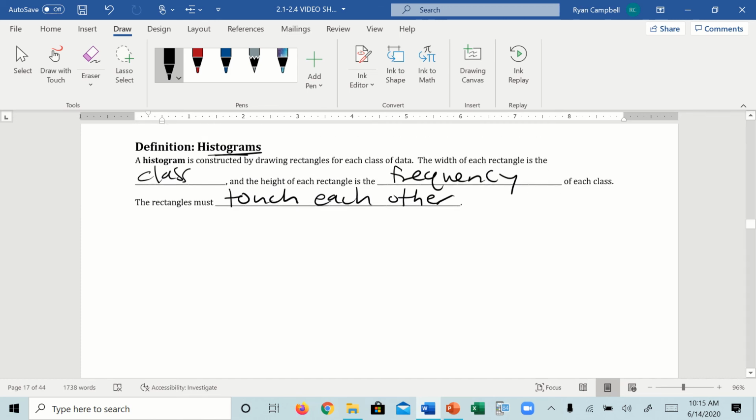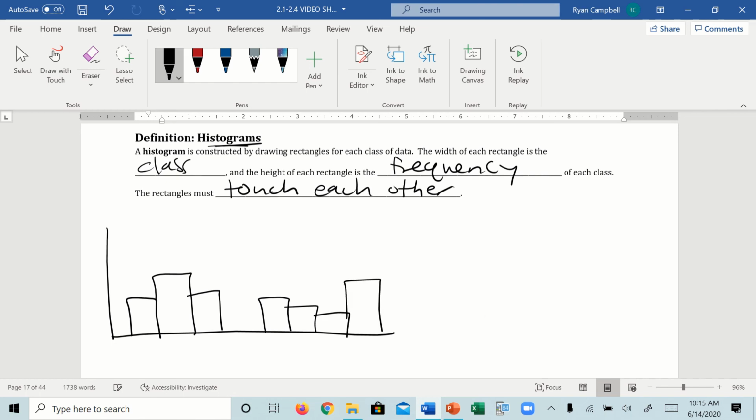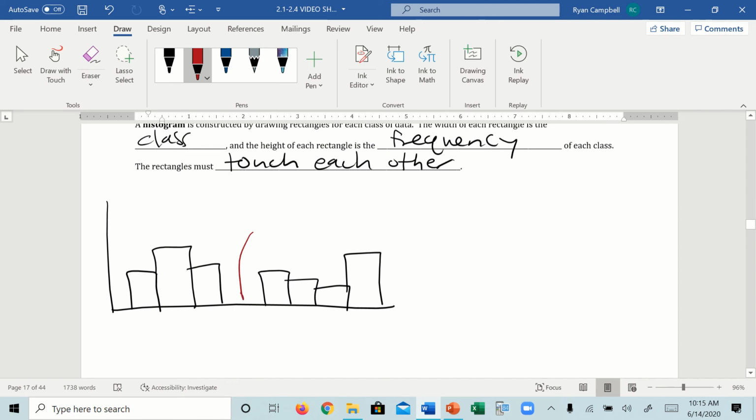The reason why is because if they don't touch each other, that has to tell us something. So for instance, if you have a graph where everything is touching, and then there's a skip where all of a sudden something is not touching, well, this tells you something. If all of them do touch, that means there was no data, there was no frequency in this one. And that's helpful, because if they're touching, we can easily see, oh, there was nobody in this class.